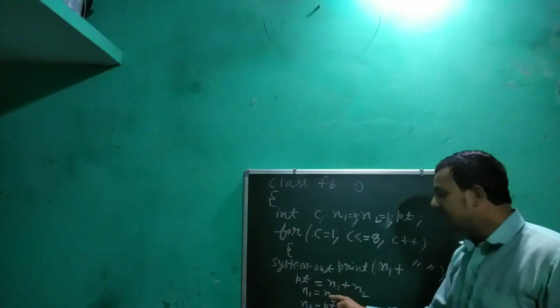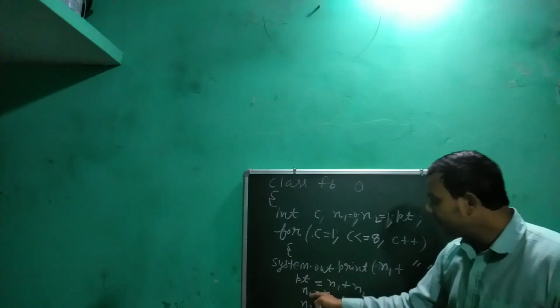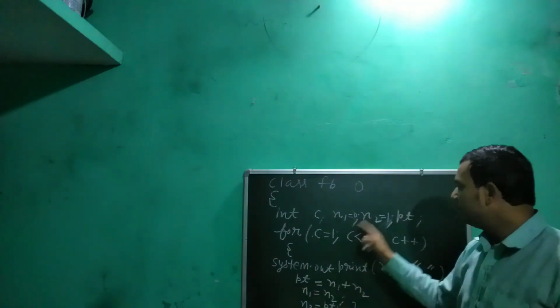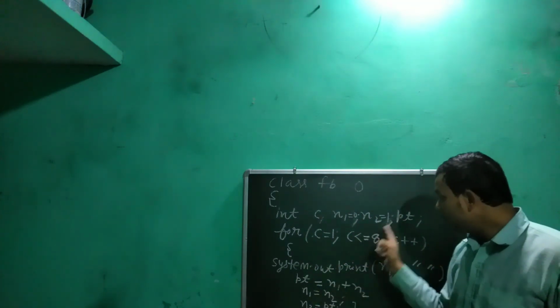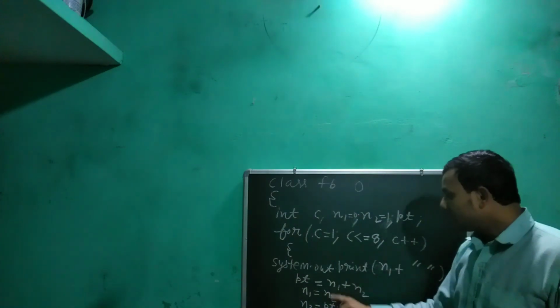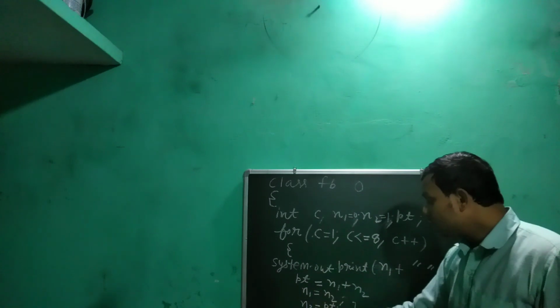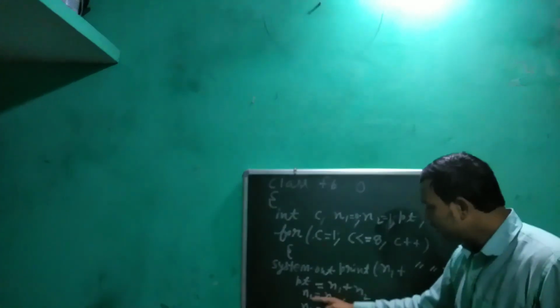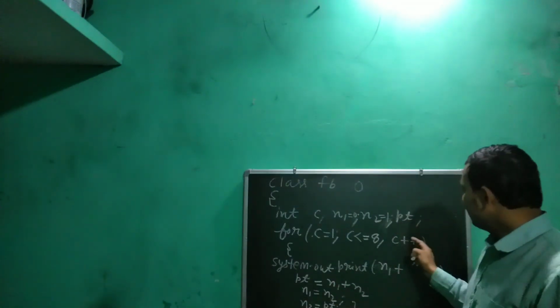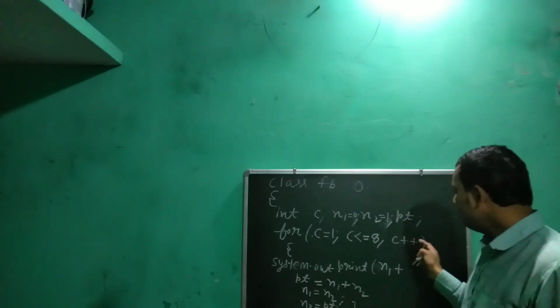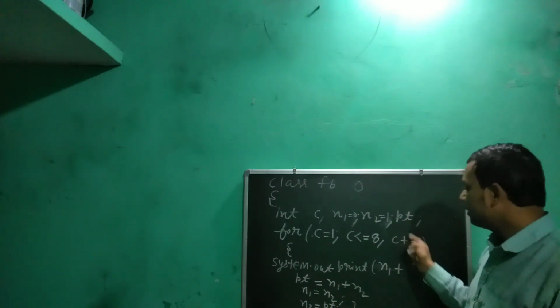Now N1 was 0, and N2's value is stored in N1. So N1's value will be 1. N2 was previously 1. What is the previous total? The total is also 1, so N2 will also become 1. N1 is 1, N2 is also 1. Then C++, the value of C increases to 2.